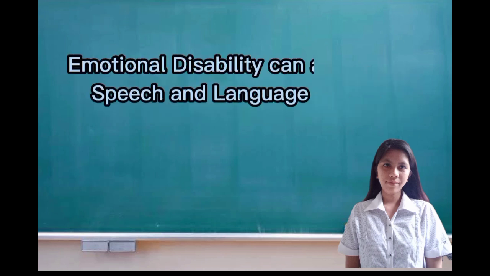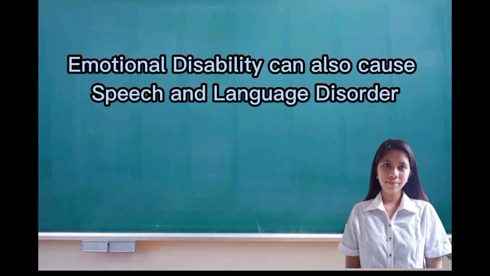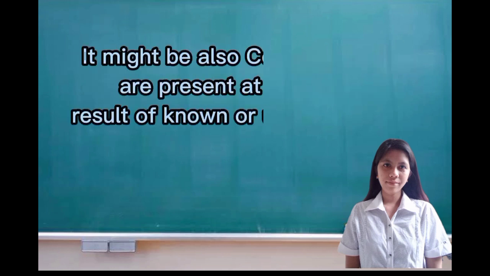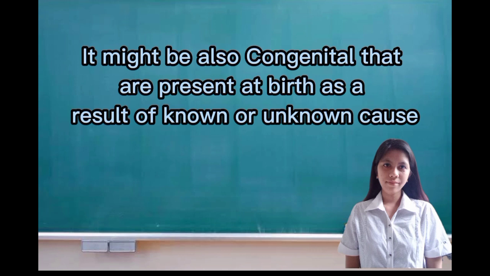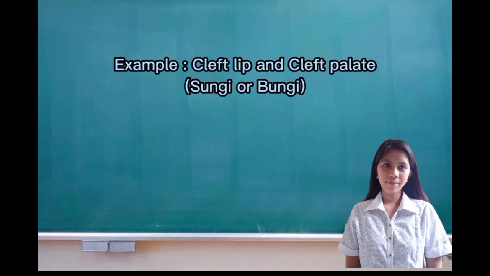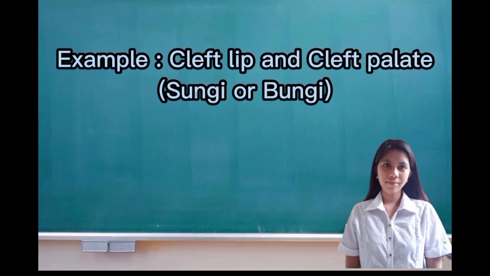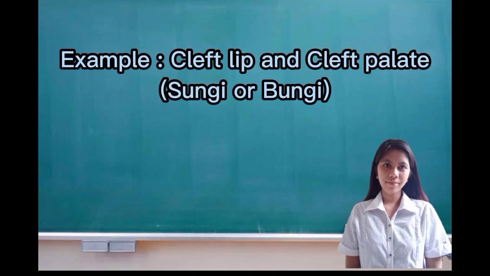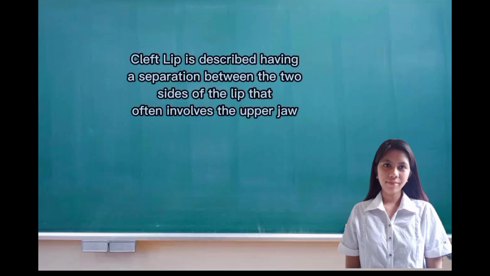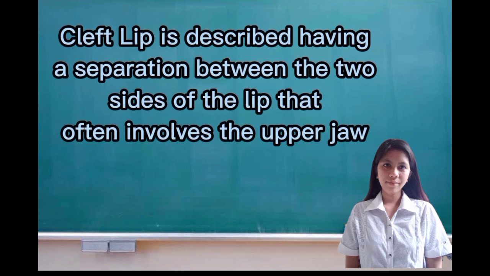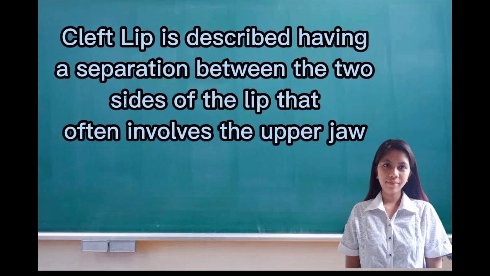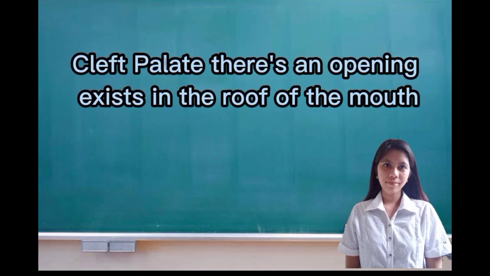Emotional disabilities can also cause speech and language disorders. It might also be congenital, present at birth as a result of known or unknown causes. An example of a congenital disorder is cleft lip and cleft palate. Cleft lip is described as having a separation between the two sides of the lip that often also involves the upper jaw, while cleft palate is where an opening exists in the roof of the mouth.